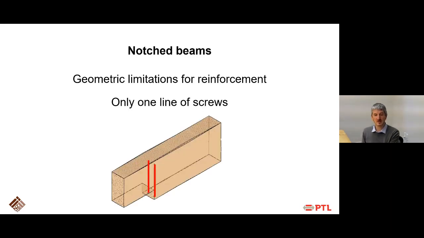Which also means that if you use screws or glued-in rods, only the first line of screws or rods can be taken into consideration. This is because if these screws are not able to resist, it will go to the second line of screws, which are here shown in blue. And if they don't resist, it will go further and further, so you're creating a zip effect. So you can only rely on the first line of screws, otherwise you're not able to resist the actual forces. The same principle applies to most of the other scenarios where reinforcement is required.